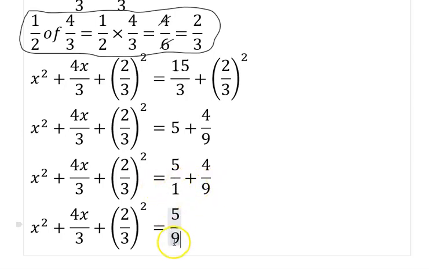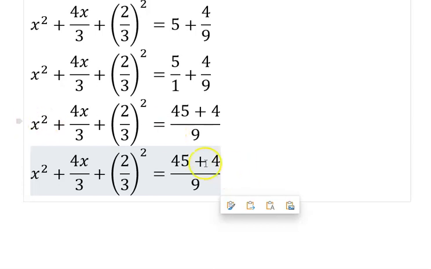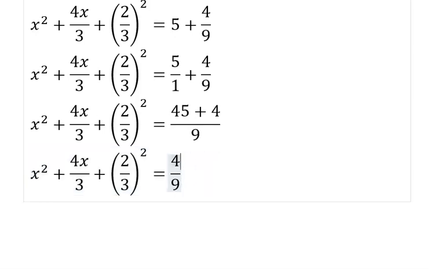How many times will 1 go in 9? 9 times. 9 times 5 will give us what? 45. Awesome. Plus, how many times will 9 go in 9? 1. 1 times 4 will give us 4. Beautiful. So we need to clear this right hand side first. So 45 plus 4 will give us what? 49. Awesome.